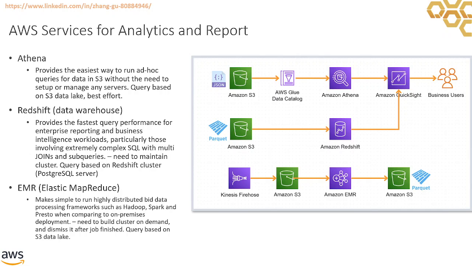The third analytic service you need is Amazon EMR, or Elastic MapReduce. It makes it simple to run highly distributed big data processing frameworks such as Hadoop, Spark, and Presto.